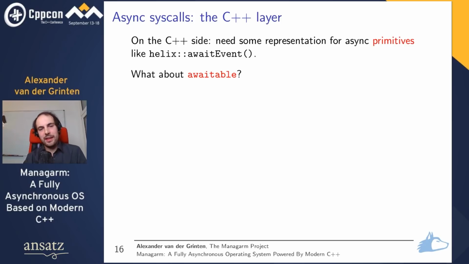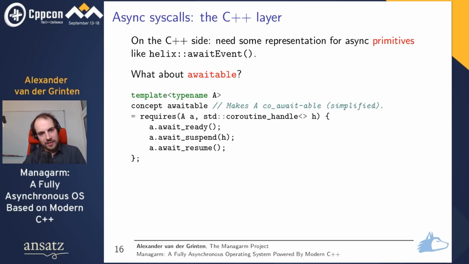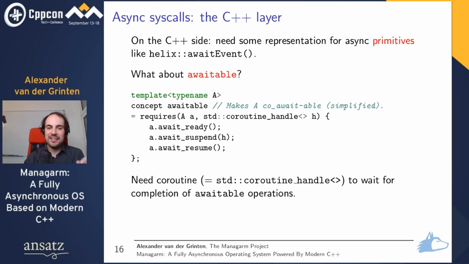So maybe the obvious choice is awaitable. So awaitable is this concept here. It makes the type co-awaitable. And to do that, we have some awaitable object A, and there are three operations: await_ready, await_suspend, and await_resume. And it's not actually so important what they do, and I'm not going to explain it because there are probably better talks on how coroutines work. But the crucial point here is that await_suspend needs a coroutine handle. That's basically just a coroutine. And that means that if we use this awaitable concept as our building block, then we need to be in a coroutine to wait for the completion of awaitable operations. Okay, because otherwise you cannot get a coroutine handle.